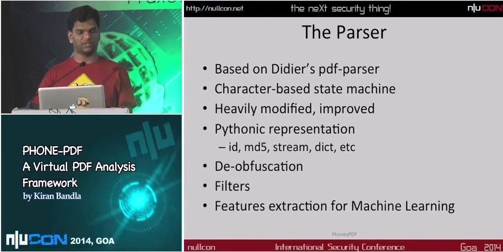One of the main things is the Pythonic representation of PDF objects. Every time we parse out a PDF, we get the raw object out of the PDF, and we create an equivalent object in Python, which has a very nice set of features, properties and functions for you to work on them. I'll show you in the next slide how it is.